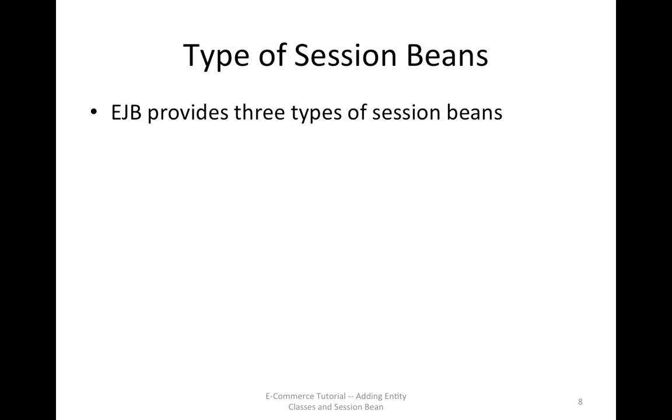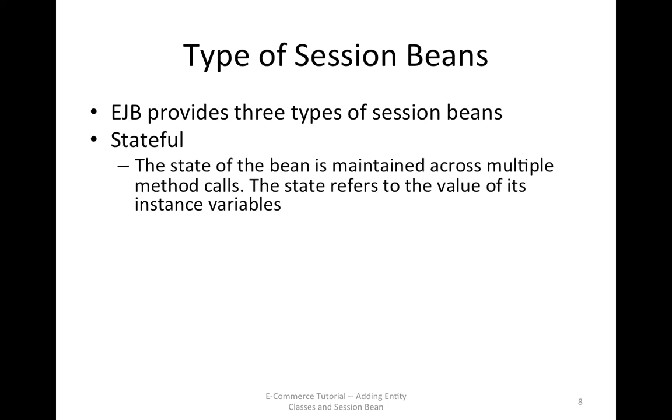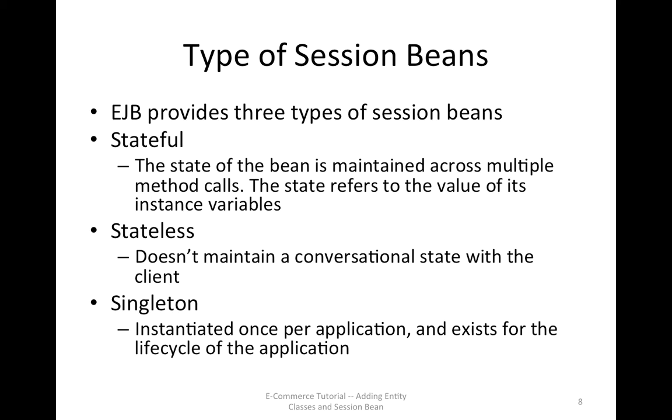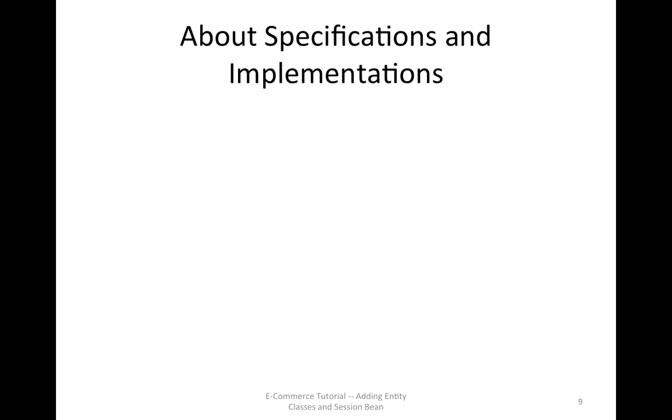The types of session beans. EJB provides three types of session beans. First is stateful. The state of the bean is maintained across multiple method calls. The state refers to the value of its instance variables. Stateless doesn't maintain a conversational state with the client. Singleton is instantiated once per application and exists for the life cycle of the application. In our application, we will use stateless session bean.